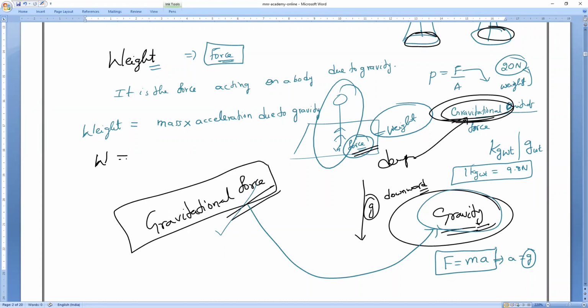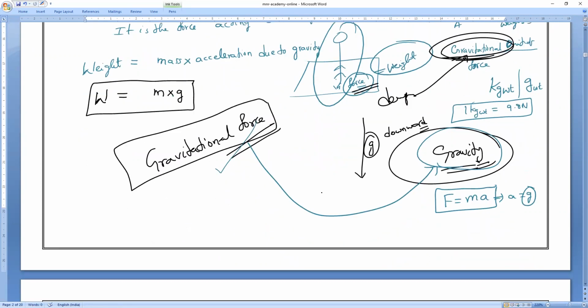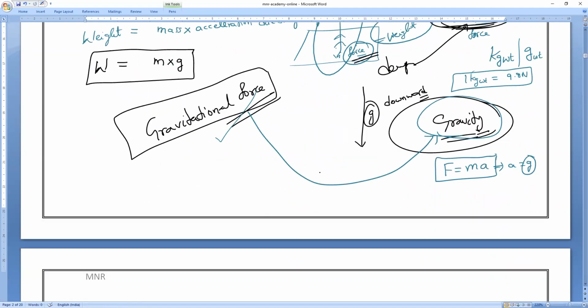So what is the weight? Weight is equal to mass, symbol M, into g. This is the formula for weight. All of you remember that: weight equals M into g. Now it depends on direction. So is weight a vector quantity or a scalar quantity? It is a vector quantity, because acceleration due to gravity is a vector quantity and depends on direction. So weight is also a vector quantity.